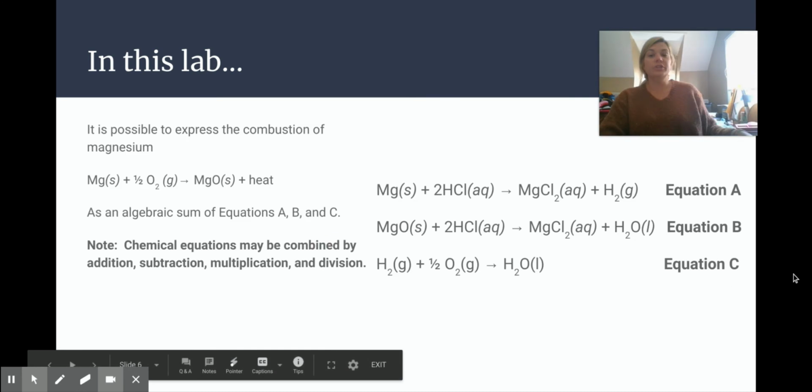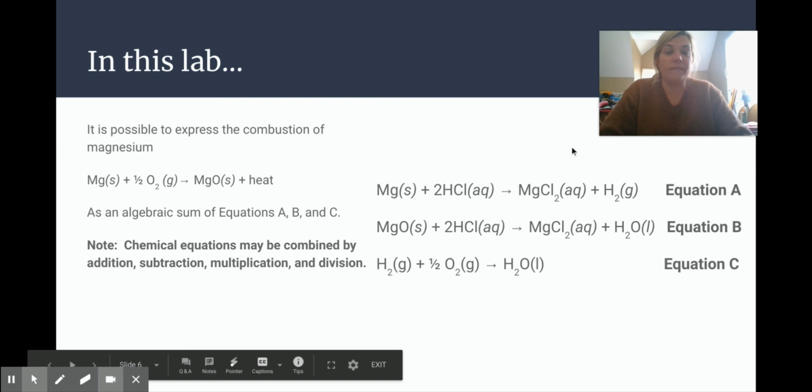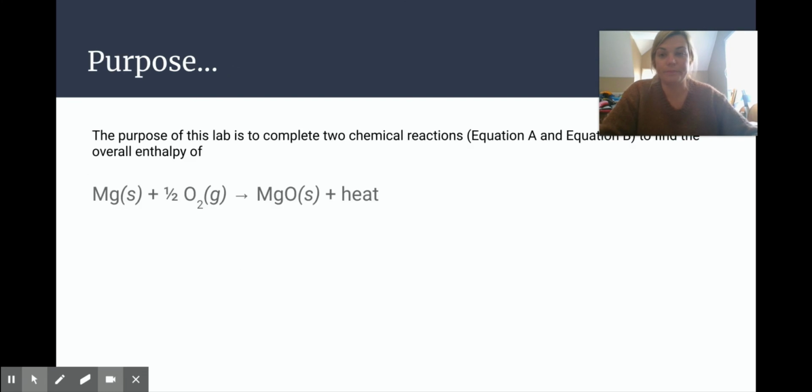So it is possible then to express the combustion of magnesium, so this reaction right here, as an algebraic sum of equations A, B, and C. And what Hess's law tells us is that chemical reactions may be combined by addition, subtraction, multiplication, and division. And we'll dive a little bit deeper when we do the data analysis.